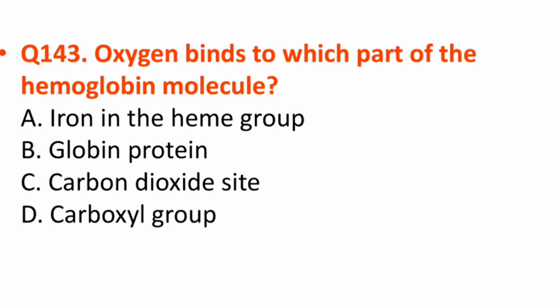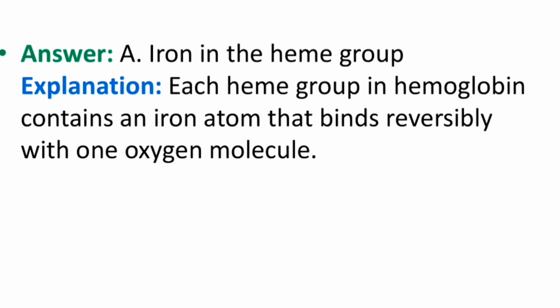The next question. Oxygen binds to which part of the hemoglobin molecule? Option A, iron in the heme group. Option B, globin protein. Option C, carbon dioxide site. Option D, carboxyl group. The correct answer is option A, iron in the heme group. Each heme group in hemoglobin contains an iron atom that binds reversibly with one oxygen molecule.